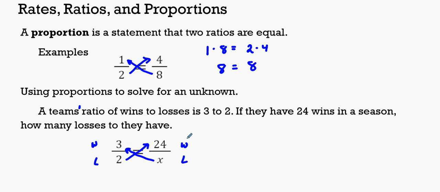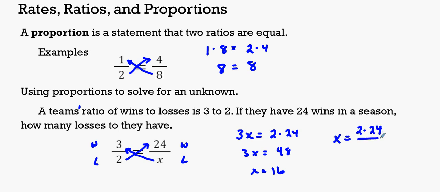And there's a couple ways you can look at this. We can say 3 times x is equal to 2 times 24, or 48. And you can know that, not that you would need the math to know this, but you could figure out that the team has 16 losses, right? Or you could also say that x is equal to just 24 times 2 all over 3. Sometimes some people come in with this idea they call the picnic table method.